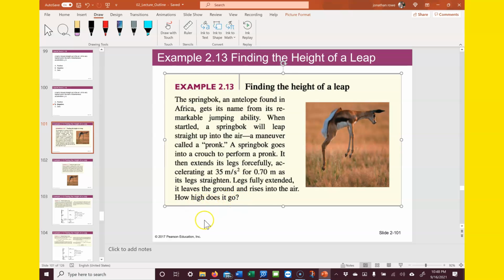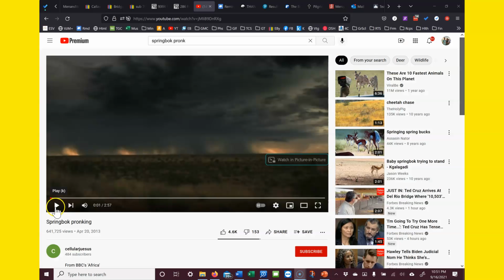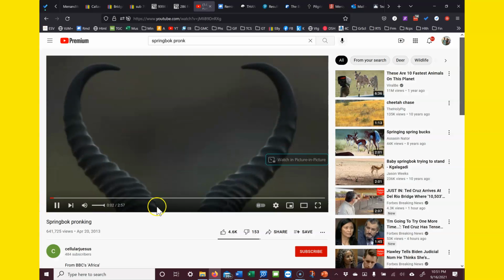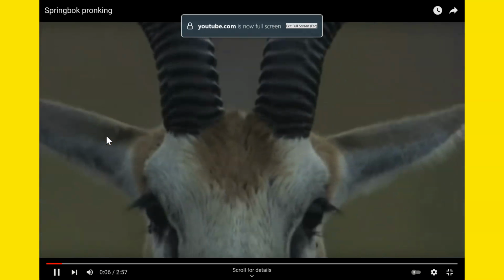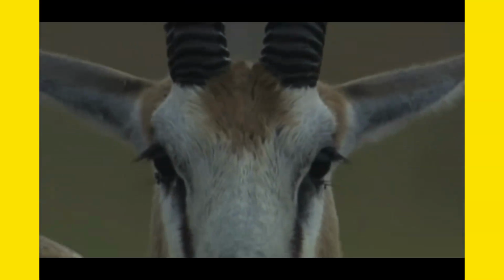Alright, before we get into this, I do want to show you a little video of a springbok. I hope you can see this video well. I hope so.